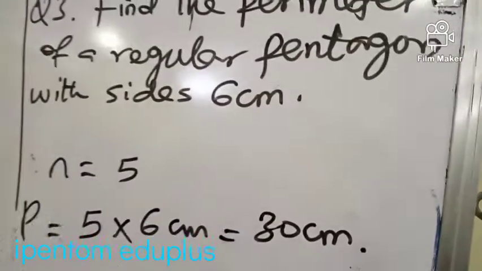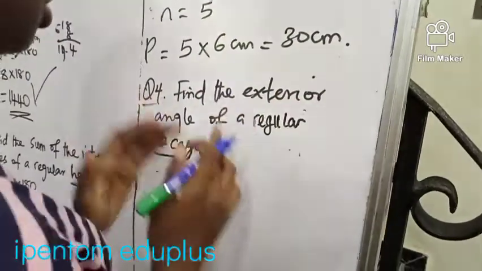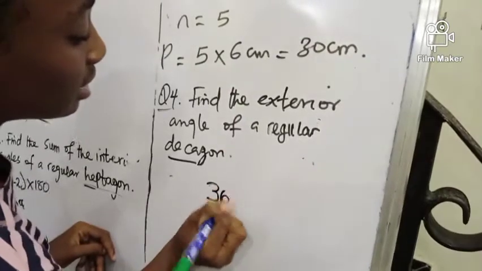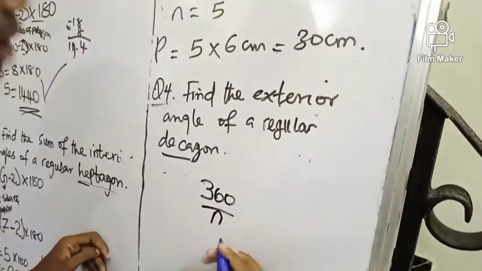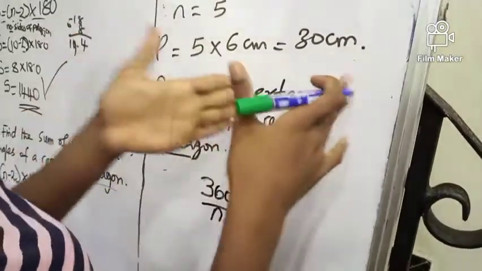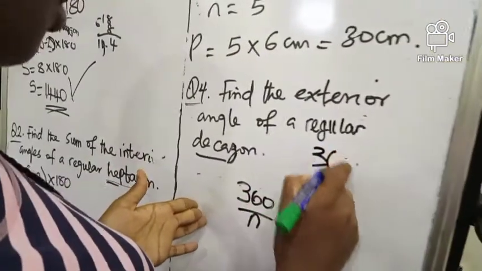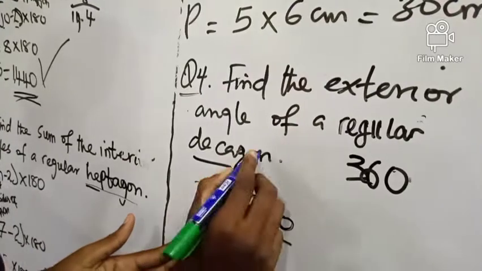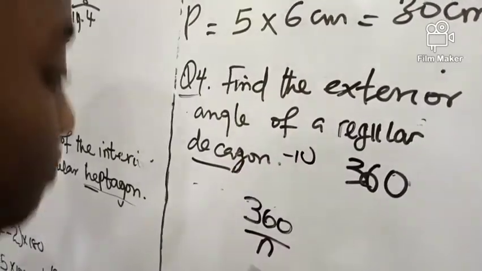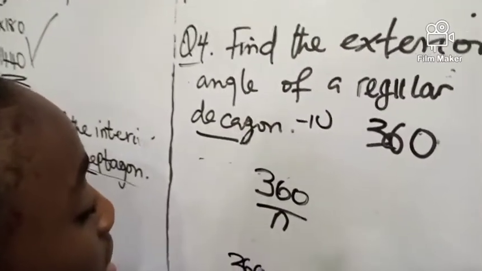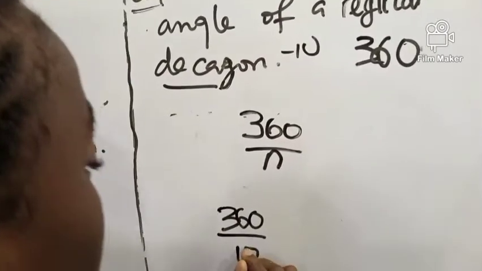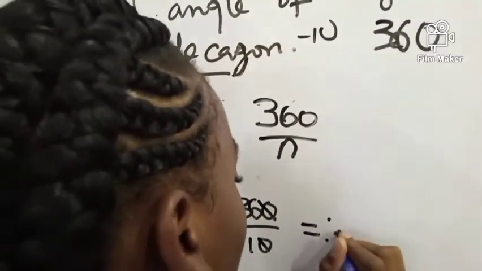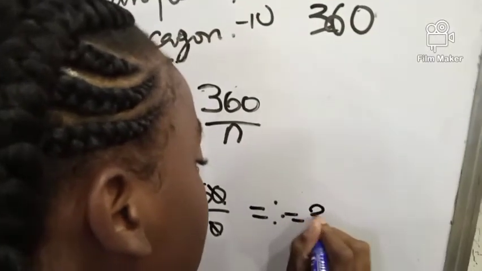That's all. Find the exterior angle of a regular decagon. The formula is 360 over n. Why? Because the sum of the exterior angles is equal to 360. So the number of sides is 10 because a decagon has 10 sides. So 360 over 10. 0 cancels 0. So your answer is therefore 36.